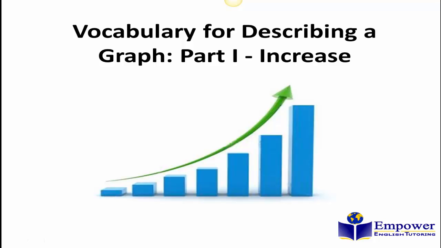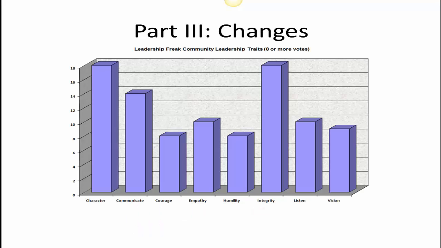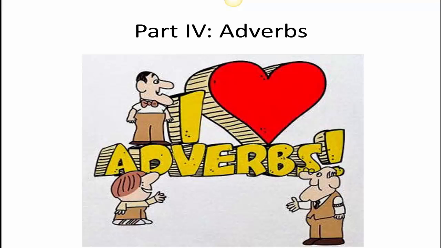This is the first part in a series of how to describe graphs, trends, and patterns, which is important for part 1 of the writing section of the IELTS exam and also for general business situations. Next week, we'll look at ways to say decrease, then how to say that a trend has both increased and decreased, and finally, at how to use adverbs to make your writing and your speaking about graphs stronger. So let's get started with increases.